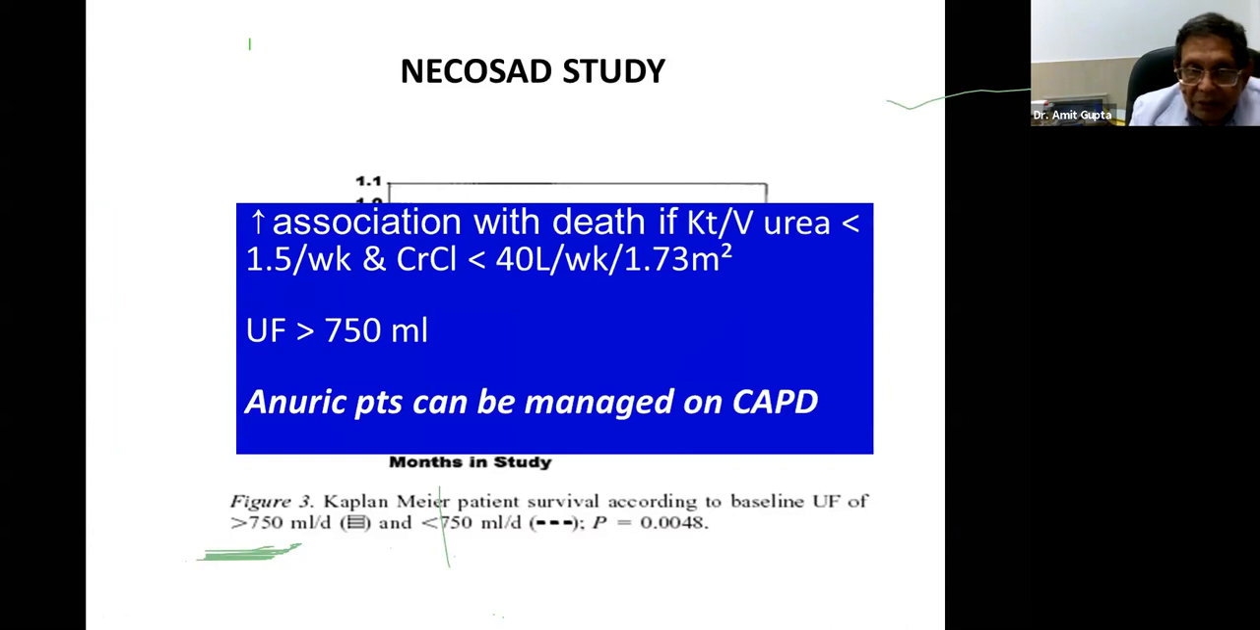So they found that there was increased association with death when the Kt/V urea was less than 1.5 and a creatinine clearance of less than 40 liters per week. And there was improvement if there was ultrafiltration more than 750 ml. Mortality was higher if it was less than 750 ml. And therefore this study said that if you have this situation where your Kt/V is more than 1.7, your creatinine clearance is more than 50 liters, and your ultrafiltration is greater than 750 ml, you can still continue these patients on CAPD.